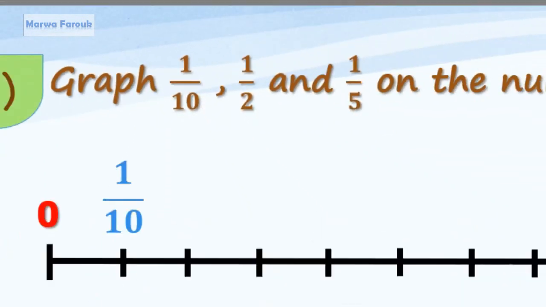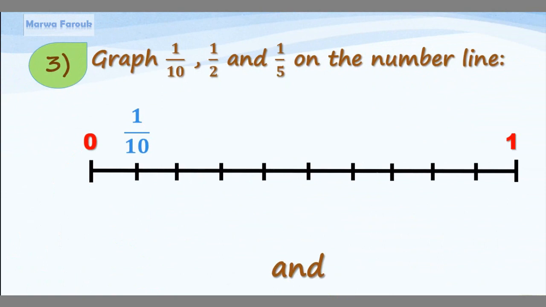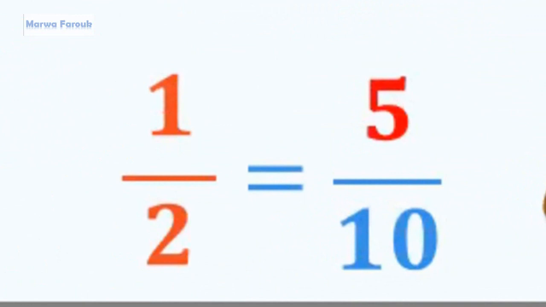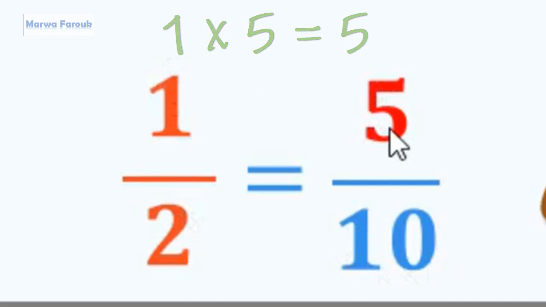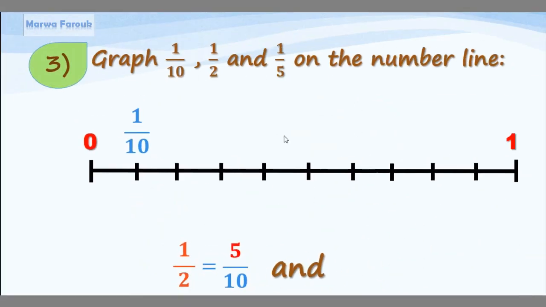But I don't have 2 equal parts. I have 10. So I will repeat the previous steps, which were, I will write 1 over 2 equals what over 10? 2 times what equals 10? 2 times 5. So whatever I do to the bottom, I will do to the top. So 1 times 5 equals 5. Excellent. And I will put it where? I will count 5. 0, 1, 2, 3, 4, 5. Just here I will put my fraction, which is half.